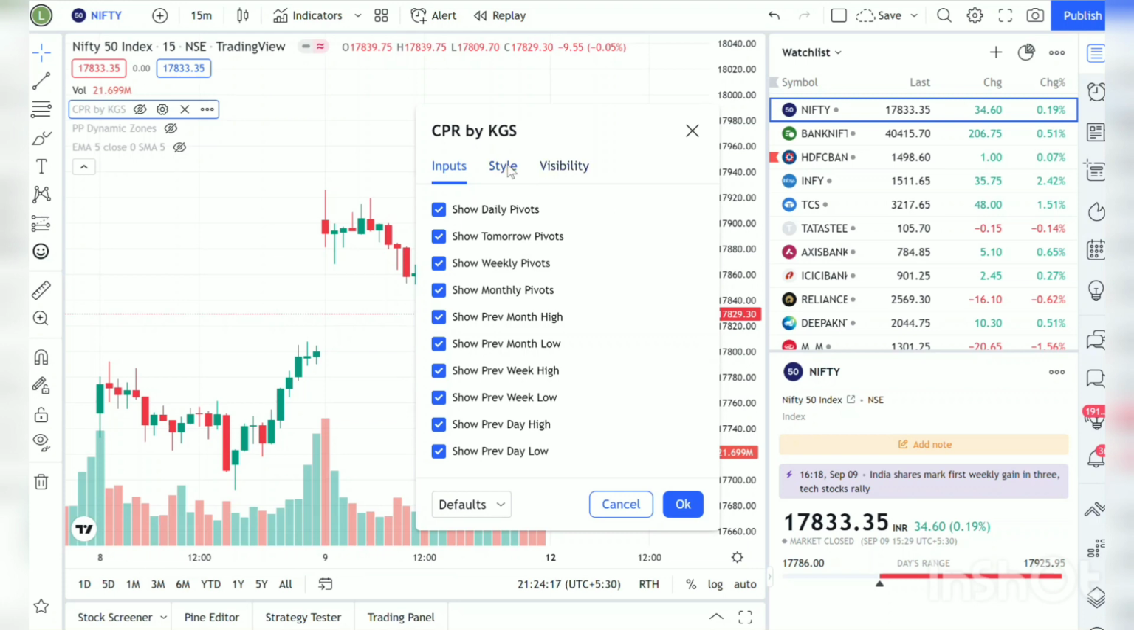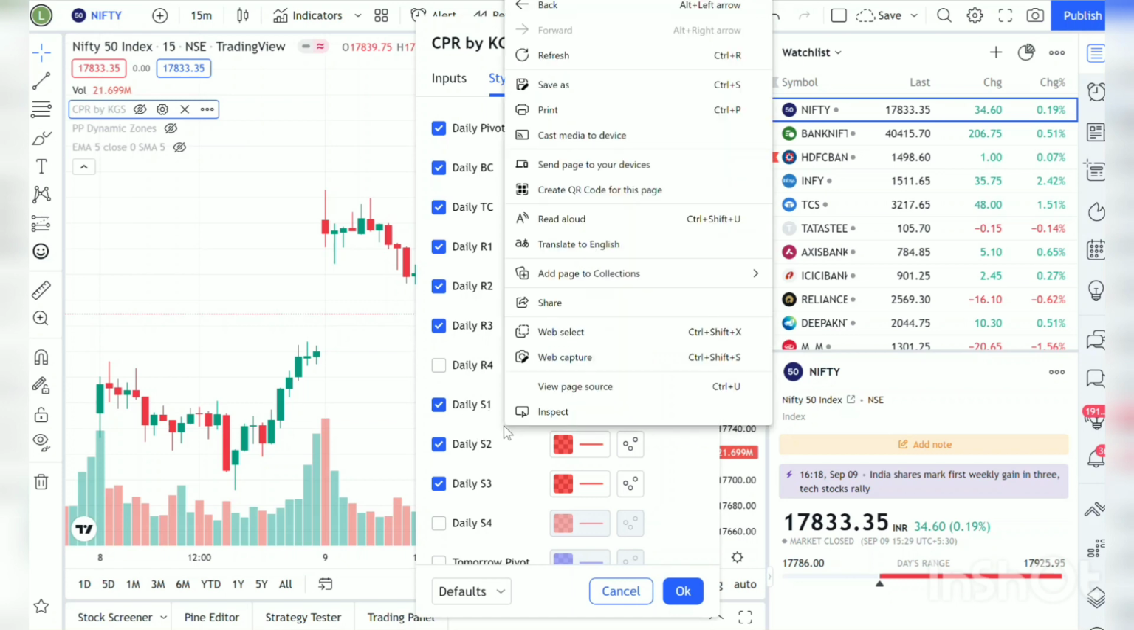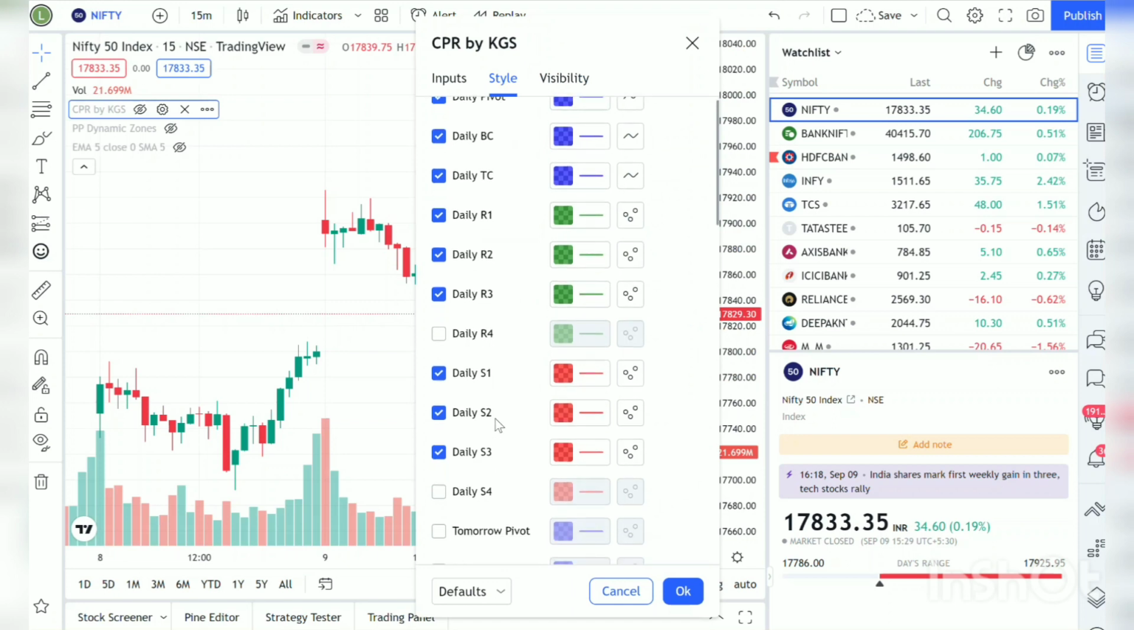Yeah, so if we go in the settings, here we have given this setting, daily pivot. I am representing it by lines. Okay, daily BC, daily TC, and daily resistance. I'm taking 3 resistances on the upper side and 3 supports on the downside. So R1, R2, R3 will be mentioned on the chart, and daily support on the downside, S1, S2, S3. So those will also be mentioned on the chart.